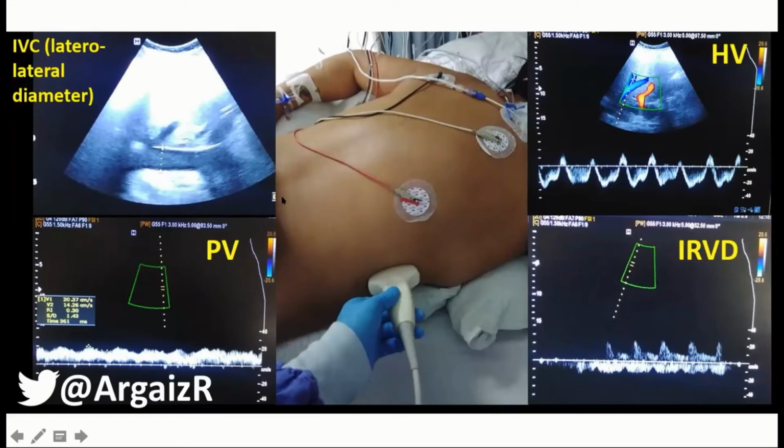But then again, you have easy access to the liver and you can easily evaluate the hepatic and the portal vein, and if you displace a little bit posteriorly, you can also evaluate the intrarenal venous Doppler. So you can get a lot of information about venous congestion, even in mechanically ventilated patients who are in prone position, without a lot of hassle.